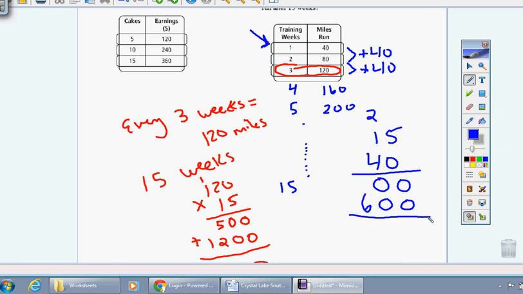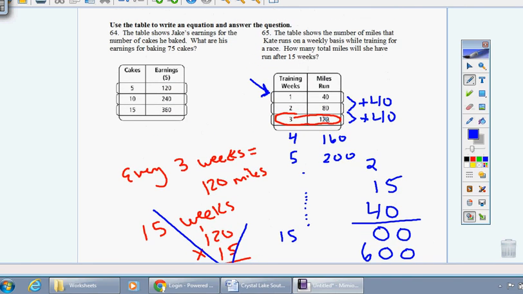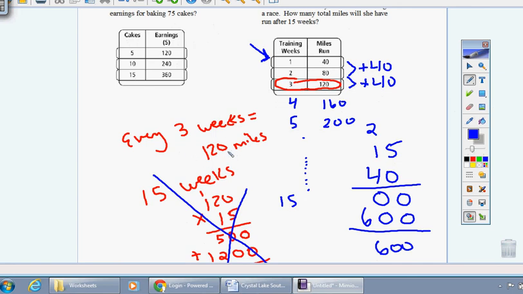So wait a minute. How come if I do it this way I get 600 miles, but when I did it the other way, I got 1,700? Okay? That's because this way is incorrect. I can't take 120 and multiply it by 15. Instead, if I wanted to do it that way, every 3 weeks she runs 120 miles, I would have to multiply 120 by not 15, but by 5, because there's 5 3-week segments. 5 3-week segments would give you 15.